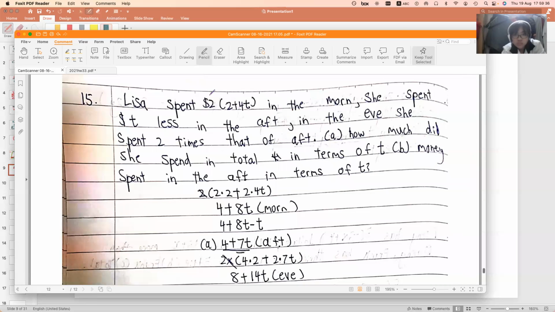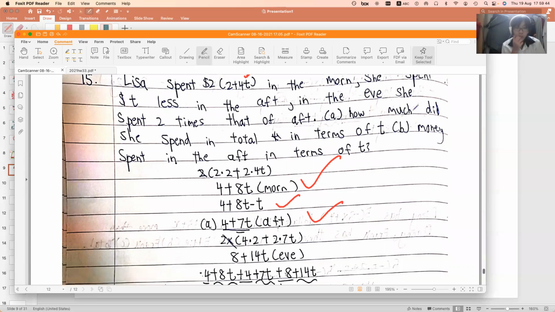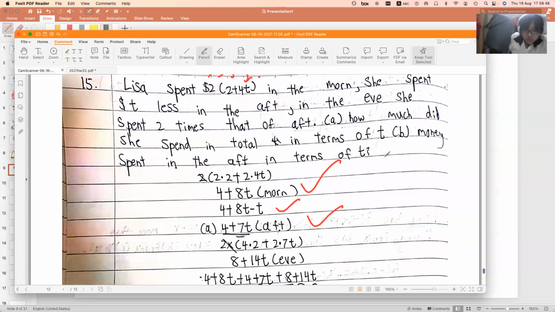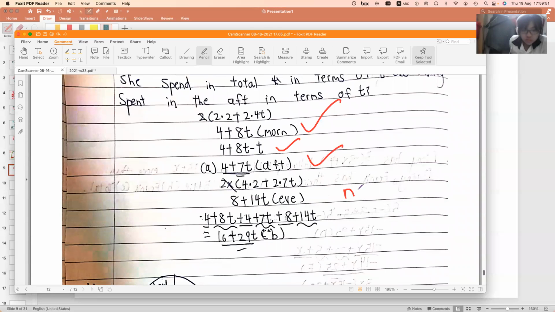This one, Lisa, scan. Go in first. Very good. And then what? She spent less, also minus. Very good. Afternoon. And then what? How much did she spend in total? Total. So you add up. Total is equal to morning, afternoon, and evening. Evening. Yes. Good.